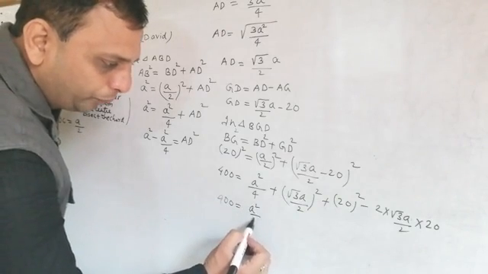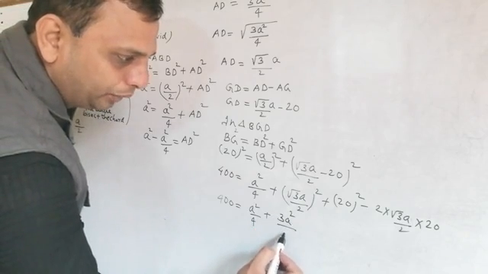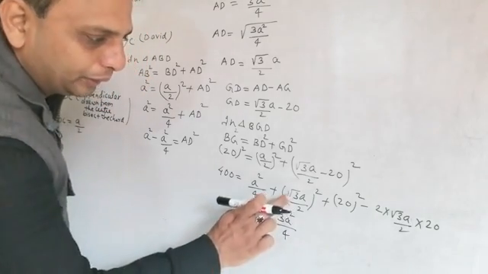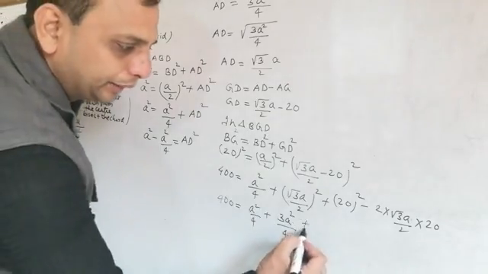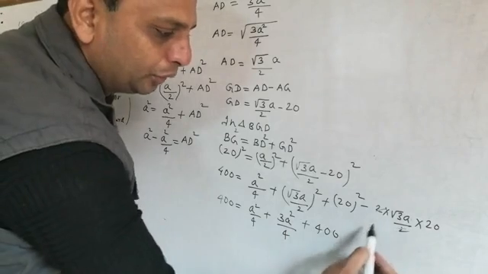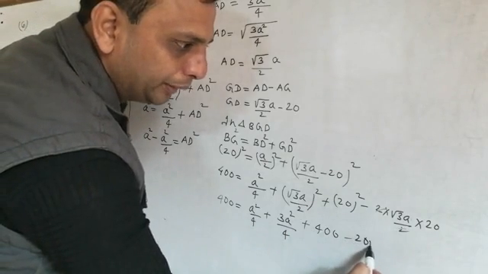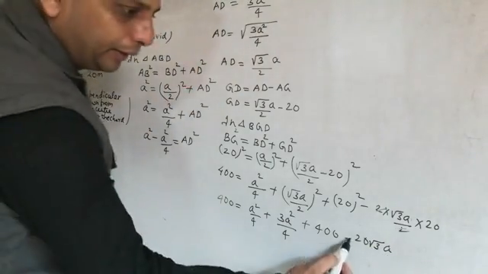a square upon 4 will be as it is. Root 3 will be 3a square upon 4, because root 3 square is 3, a square is a square, 2 square is 4, and 20 square is 400. This 2 and 2 cancel. Here it will remain 20 root 3 a minus 20 root 3 a.